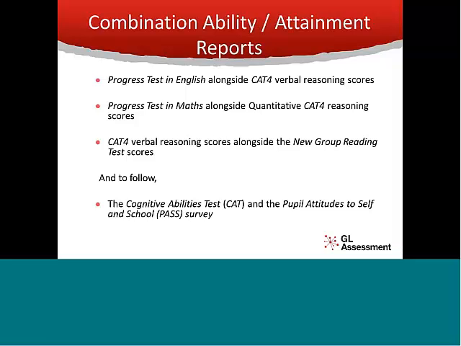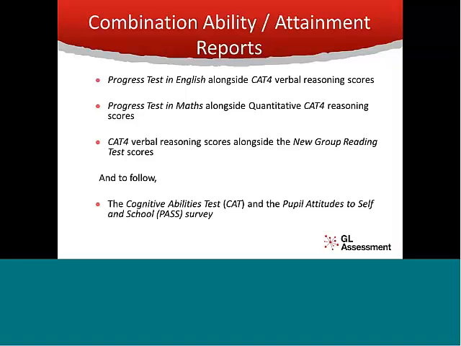Just as an aside, for us, the holy grail of this is when we'll be able to put all aspects together. We'll be able to look at attainment and ability and the barriers to learning. So as part of that progression, the next thing that we're looking at, and I don't think it's too far away, later this year, Phil, is pupil attitude to self and school alongside the CAT scores.